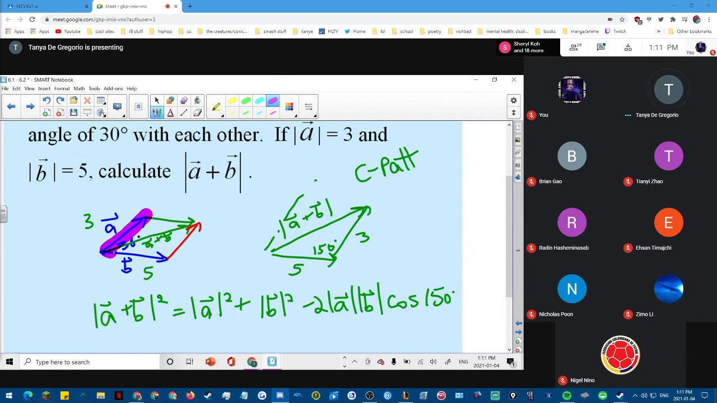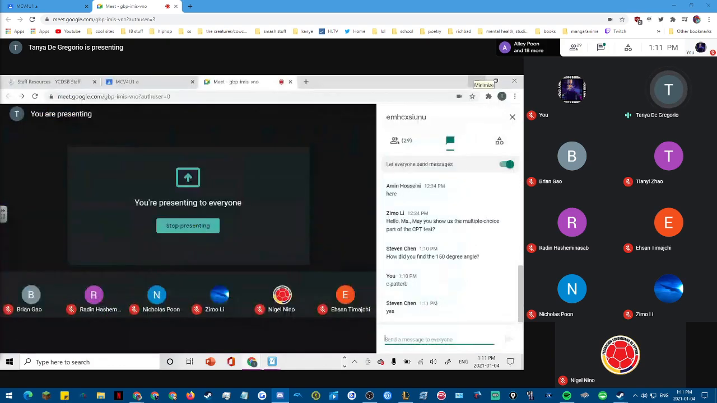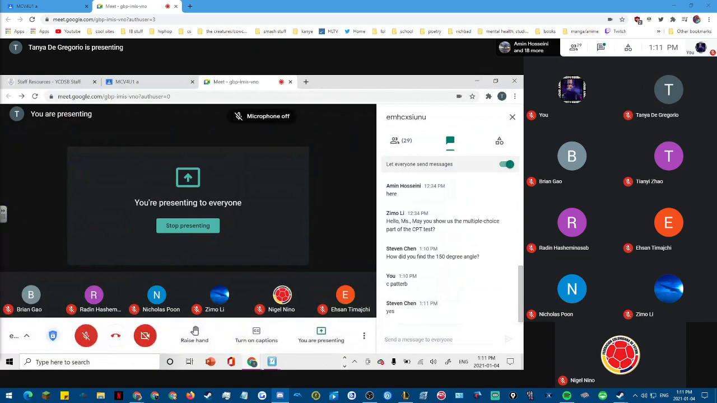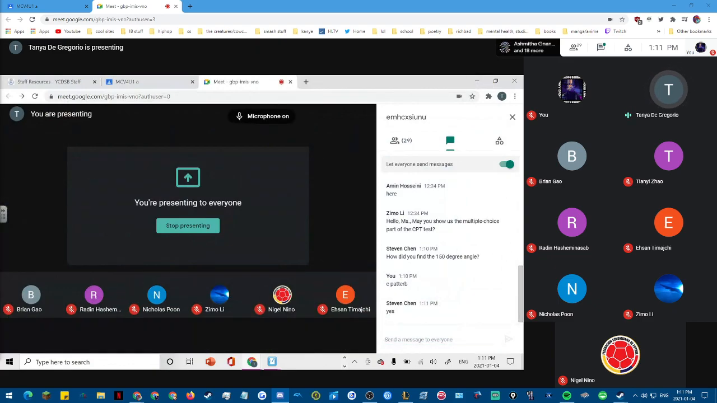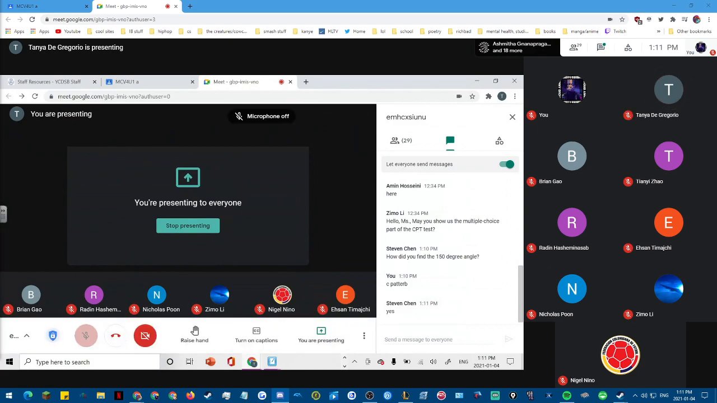Do you see that, Stephen? Do you see how we formed a C? And I know that those two angles, those two interior angles in the C pattern have to add up to 180. So that's how I know that that angle is 150. Do you see that? Okay, good. Perfect. Okay, guys, I'll be right back. Solve that. Tell me what the answer is to 2 decimal places.